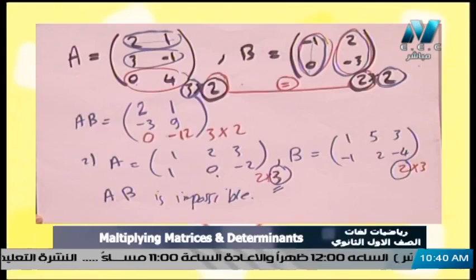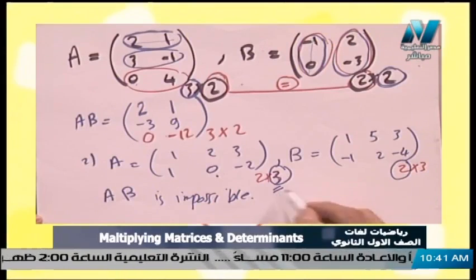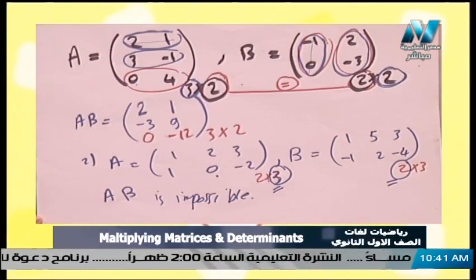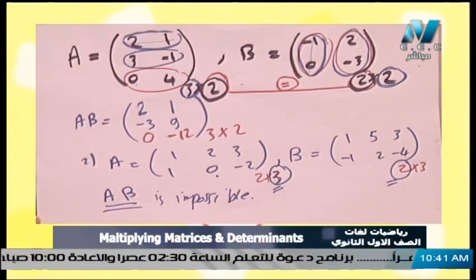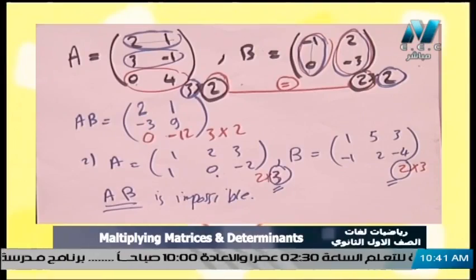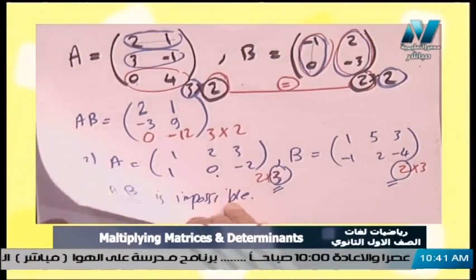We have here the number of columns doesn't equal the number of rows, so it's impossible to find the multiplying of A times B. Let's move to another example.